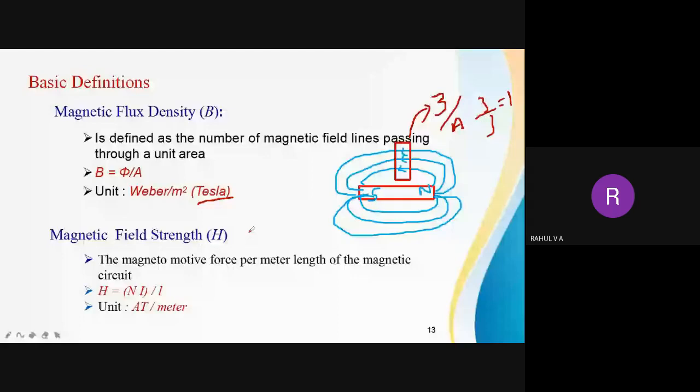Next one is magnetic field strength. It is MMF per meter length. So this is flux lines per unit area, and magnetic field strength is MMF per unit length. So H is equal to Ni divided by l. That is the equation for MMF per length. What is the unit of MMF? Ampere turns. What is the unit of length? Meter. So it is ampere turns per meter.